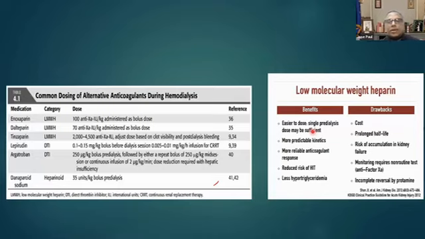Now, there are other alternative modalities which can be used in hemodiafiltration. One is low molecular weight heparin. The benefits are that it is easier to dose, and a single pre-dialysis dose is sufficient. It has more predictable kinetics, more reliable anticoagulant response, reduced risk of heparin-induced thrombocytopenia, and less risk of hypertriglyceridemia. But there are certain drawbacks, the most important one being the cost. Enoxaparin can be administered as 100 anti-Xa units per kilogram as a single bolus. So all these different anticoagulants can be used in hemodiafiltration as well.